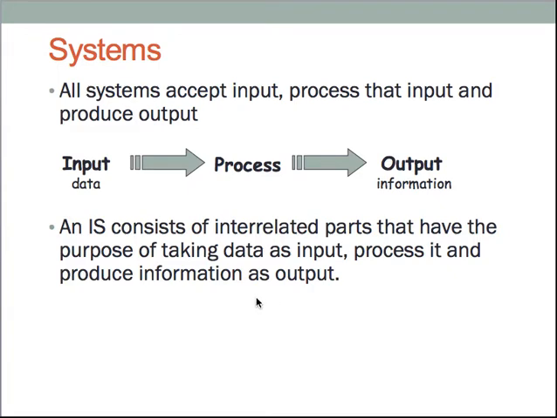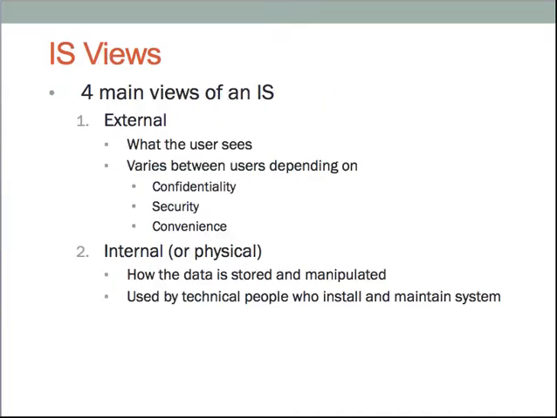So as with all systems, an information system consists of a whole bunch of interrelated parts, and we take that data and we process it and we produce information. That's the concept behind what we're looking at. There are four different views of an information system.